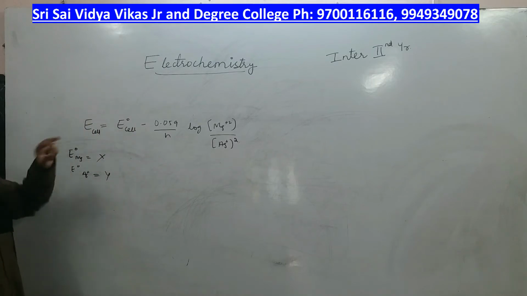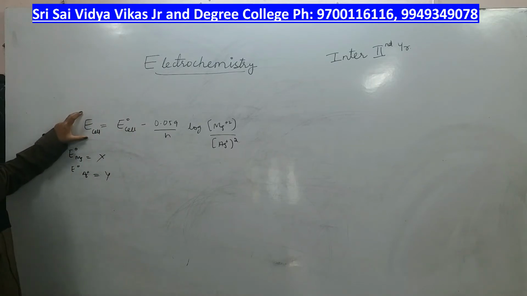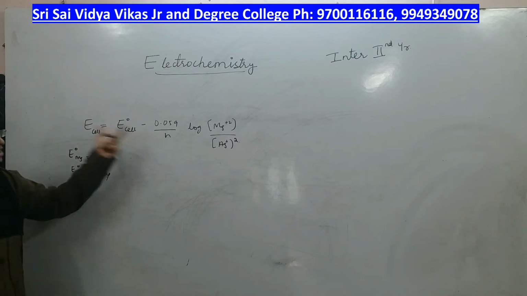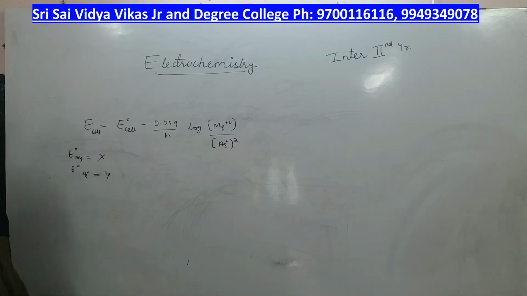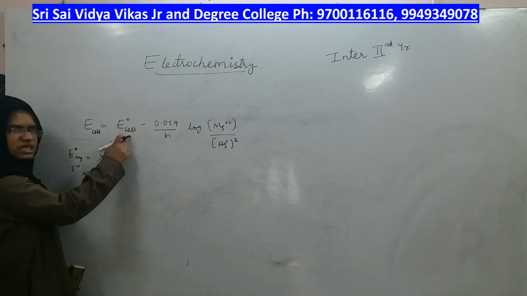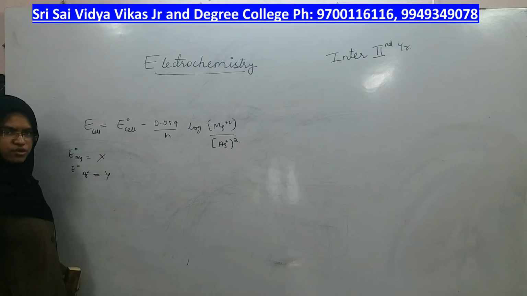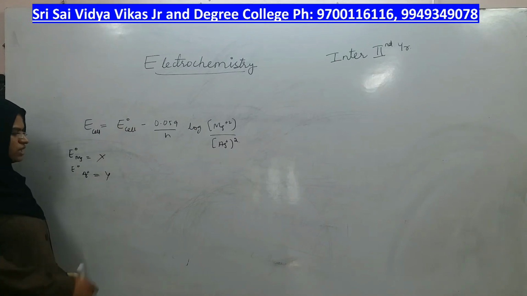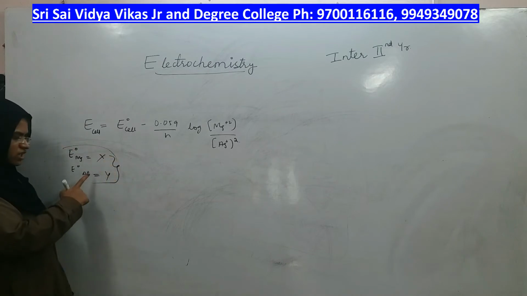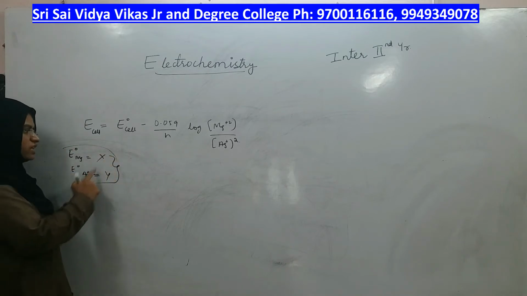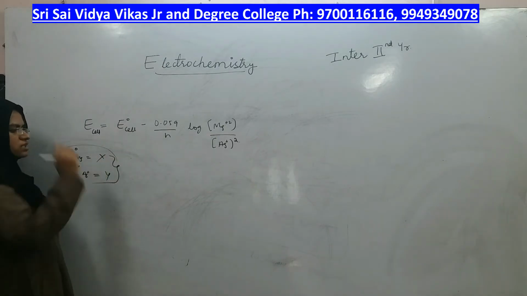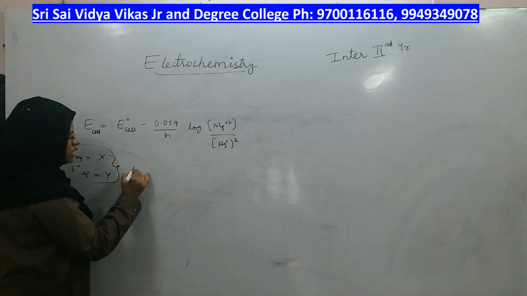They are asking you to determine this value, and therefore the formula you have to use is this formula only. But in this formula, the value for E0 cell is not directly given. You have to calculate it first. How to calculate? By using these two values which they gave. You will get this answer. Then after substituting, you will get this answer. How to calculate E0 cell?